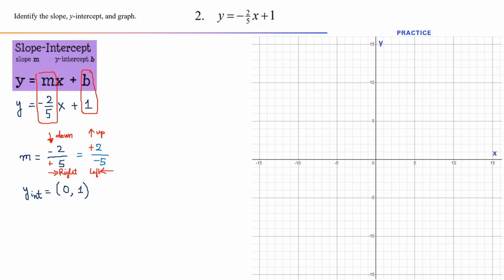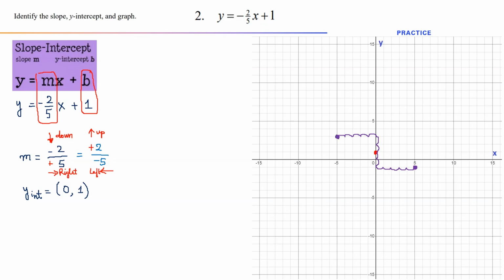The first point, we know, is the y-intercept point, that's (0, 1). So (0, 1). This is the y-intercept. Then we go down 1, 2, then go right 5 units, 1, 2, 3, 4, 5. This is our second point. Now you can connect them. Or if you want to try another one, you can go up 2 units, 1, 2, then go to the left 5 units, 1, 2, 3, 4, 5.